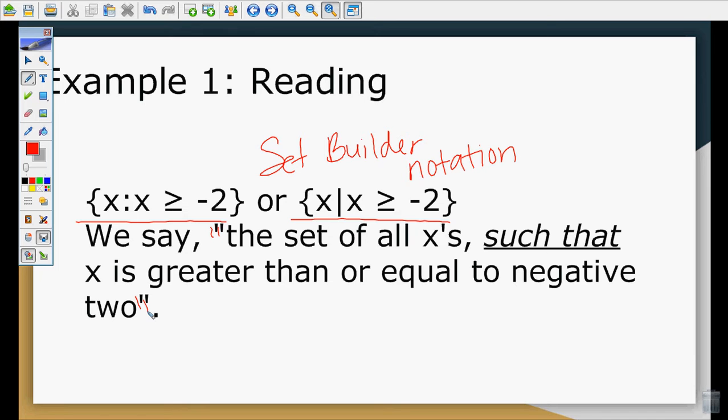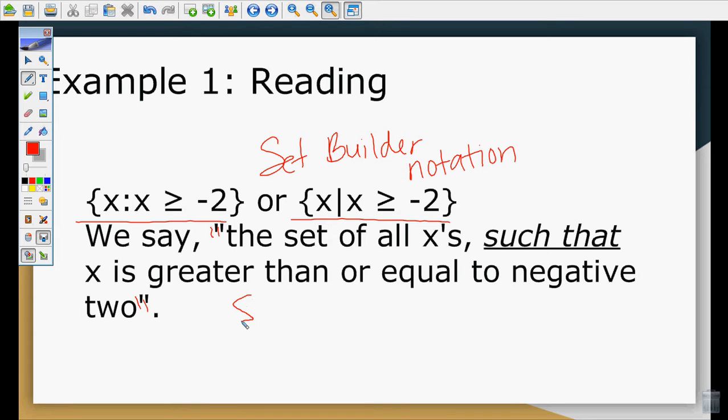Okay? In some of your classes, your professors or teachers may use colons. The majority will use this line that stands for such that. That line stands for such that. Such that x is greater than or equal to -2. Makes sense. Okay? So when you write a set builder, you have key parts of it.